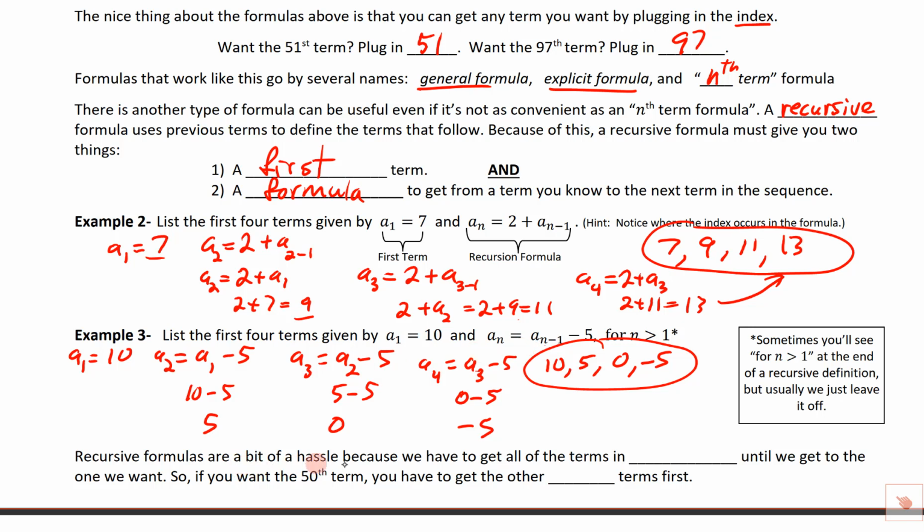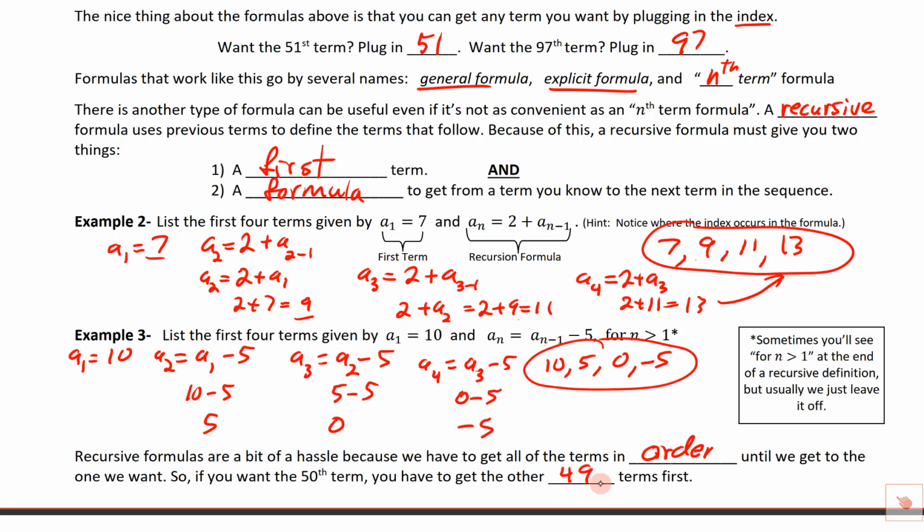Now, again, recursive formulas are a bit of a hassle because we have to get all of the terms in order until we get to the one that we want. So we couldn't just skip to the fourth one or skip to the third one. We had to get the first one, the second one, the third one, and the fourth one, and then the fifth one, and so forth. So if you want the 50th term in a sequence, you have to get the other 49 terms first. You have to get a1 through a49 before you can get to the 50th one, because you need the 49th one to get to the 50th one.